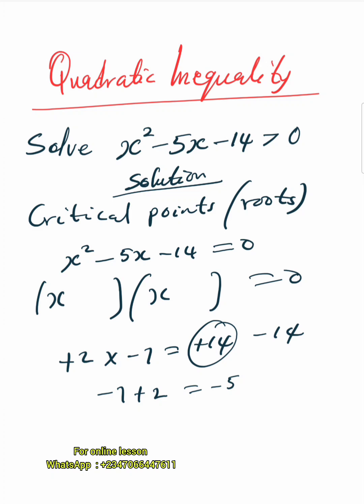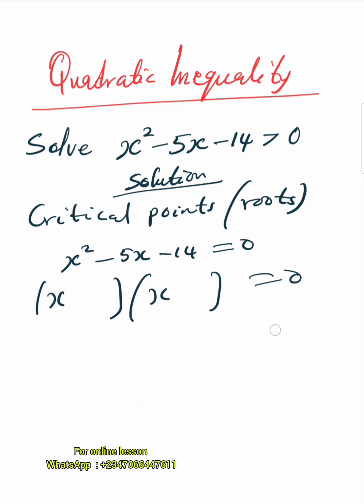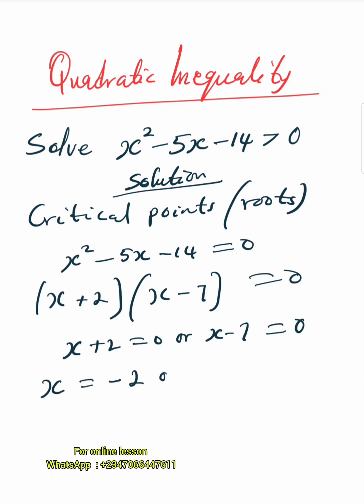Now let us go with that. We just put it into the brackets: x minus 7, then x plus 2, or you can put x plus 2 first, then x minus 7. Now, to get the critical values, we set this equal to 0 because it becomes a quadratic equation now. x plus 2 equal to 0 or x minus 7 equal to 0. So we can have x equal to negative 2 or x equal to positive 7.